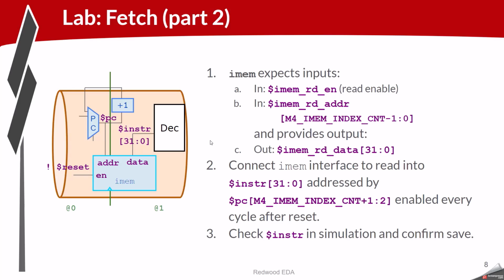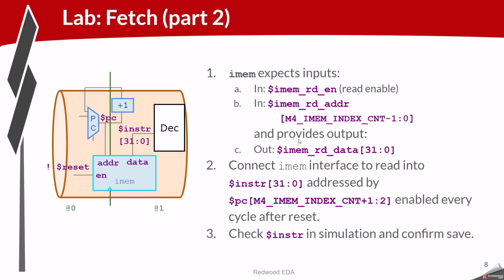For the address here, based on the instructions that you've assembled, we're constructing an array that fits those instructions. Based on the size of that array, you'll need to specify the appropriate number of index bits. There's a constant that you can use for that. So you can use this expression for the address. This is the range of the address signal that you'll hook up to.